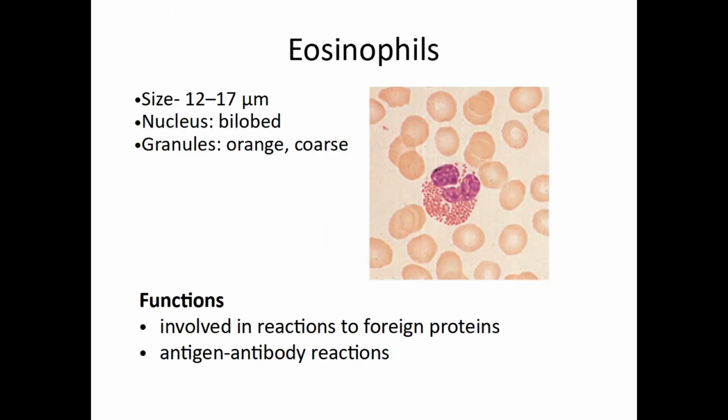Moving on to eosinophils. The size is somewhat similar to that of a neutrophil, and the nucleus here again is made up of lobes, specifically two lobes. Eosinophils are said to have a spectacle shaped nucleus, two lobes. Cytoplasm will have granules which are orange in color and are large or coarse. Functions of eosinophils are that it is involved in reactions to foreign proteins and also in antigen-antibody reactions.